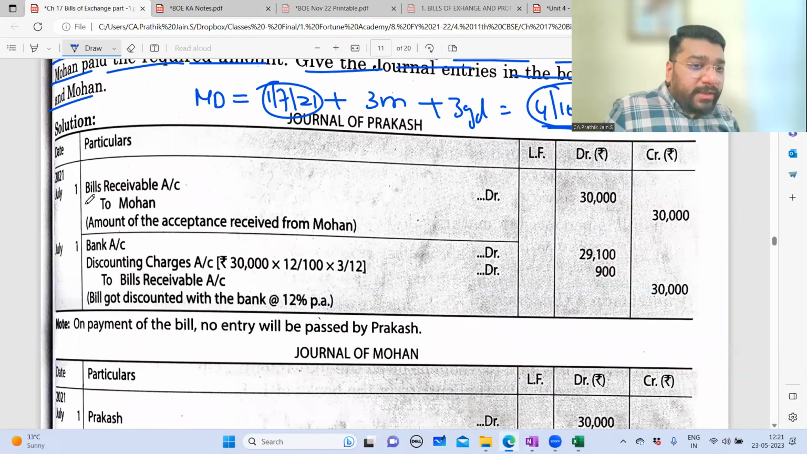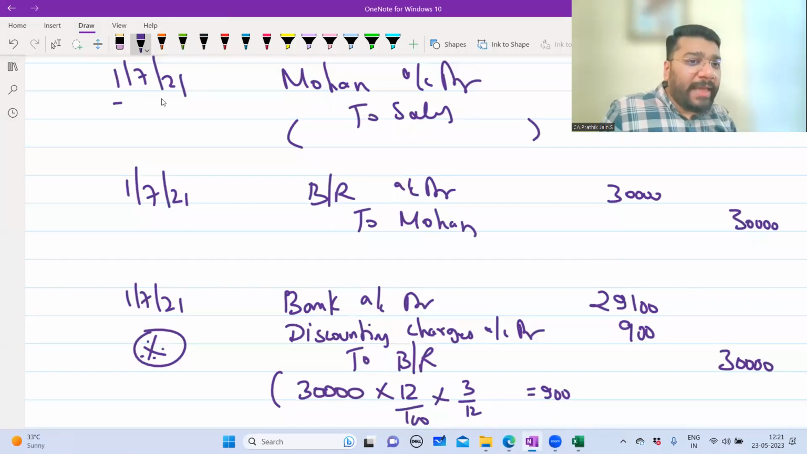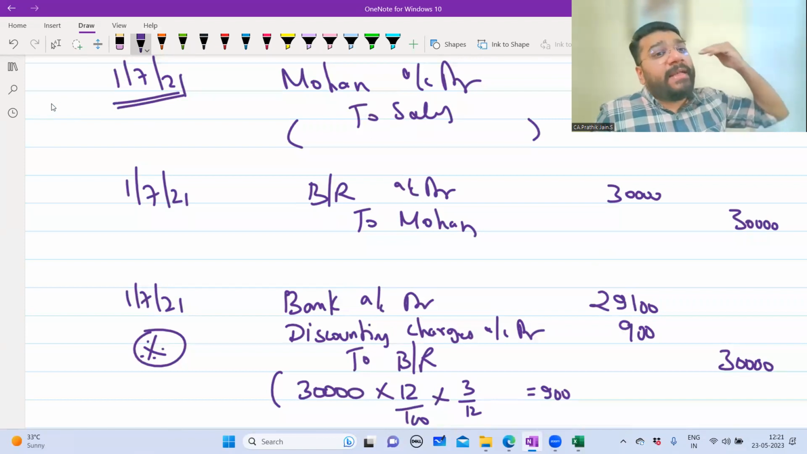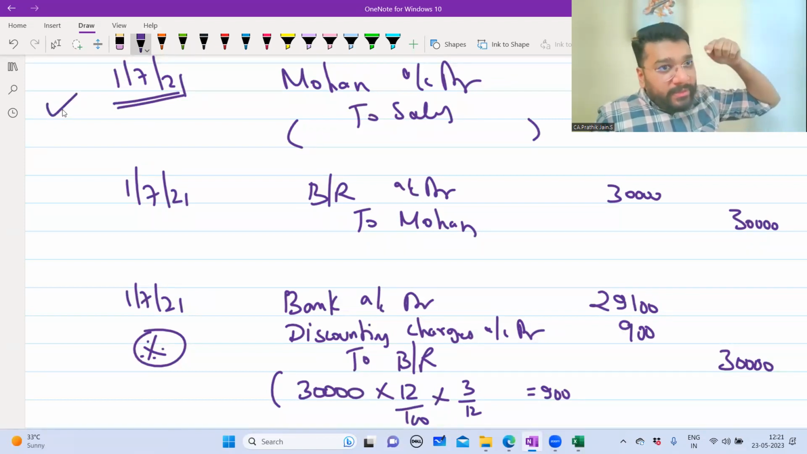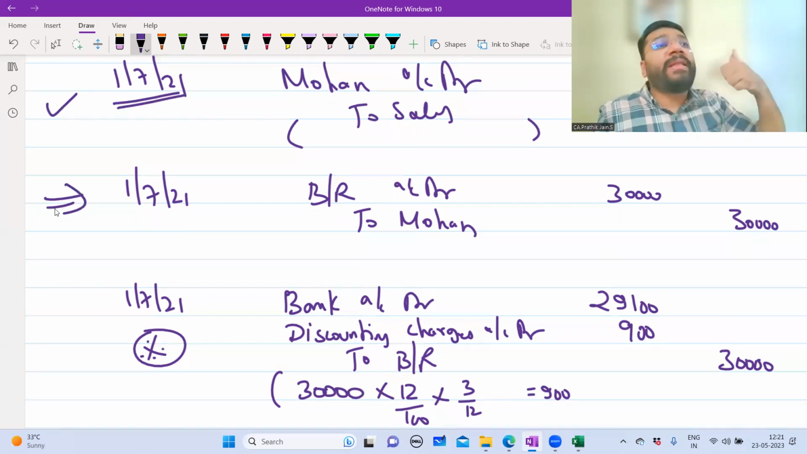So here they have recorded 2 entries. Why? Because the first entry is there now, guys. Mohan to sales. They have not captured this entry. They have believed that this entry is already passed. Now in this chapter, we're learning the concept of bill of exchange. So from this step onwards, they're doing the entry.